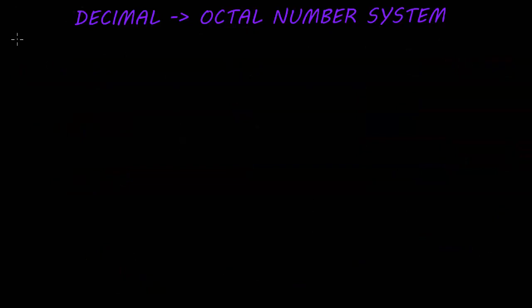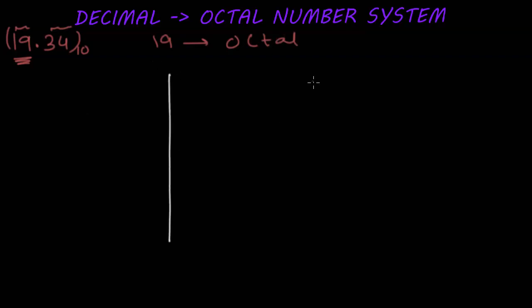So now, let's take my number as 19.34 in its decimal form. So first, let's convert 19. So let's break this into 19 and then 34. So we have to convert 19 to octal number. Now again, we're going to be dividing our whole thing into 3 columns. We have the number, then we have my quotient and my remainder.